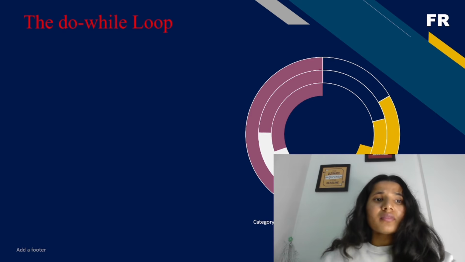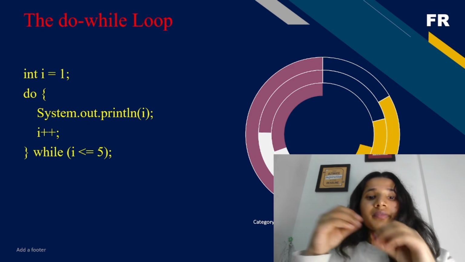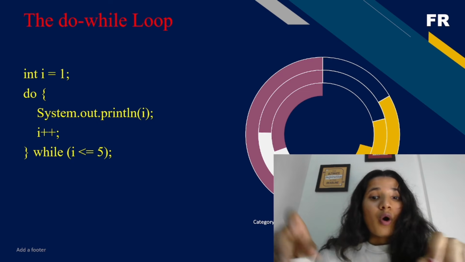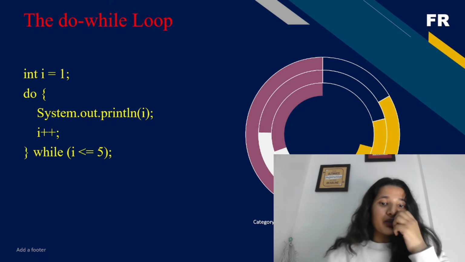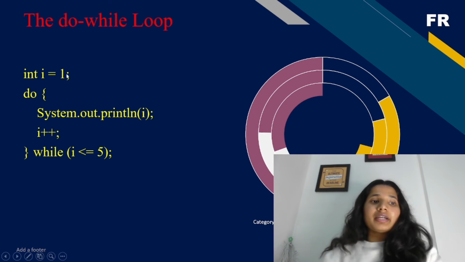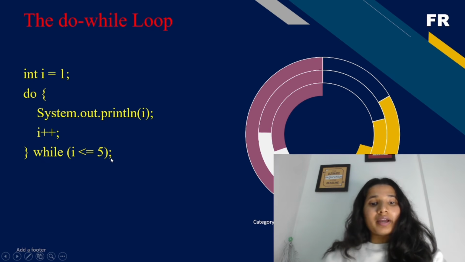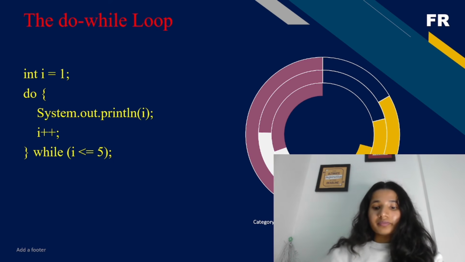Next one is the do while loop. When will you use the do while loop? It is similar to while, but it checks the condition after running the code. So it always runs at least once. See, first initialize i equal to 1, do System.out.println(i) and i plus plus. Then it checks while i is less than or equal to 5. So that's why it always runs at least once.